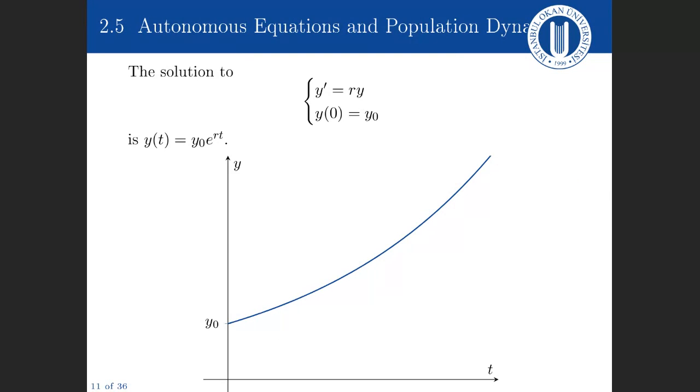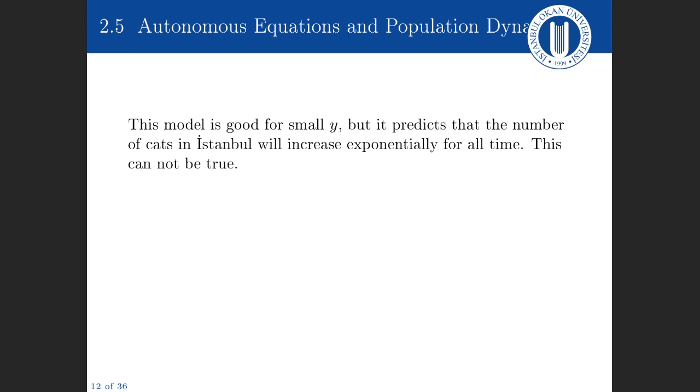We know how to solve this initial value problem. This is a very simple problem. We know that the solution is y0 e to the power rt. So we know that the graph of the solution looks like this. What does this tell us? This is good for small y, but the model predicts that the number of cats in Istanbul will increase exponentially for all time.